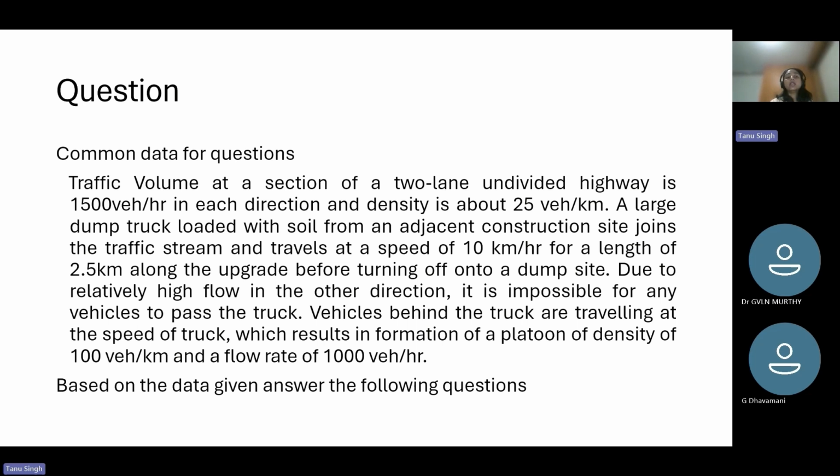Due to relatively high flow in the other direction, it is impossible for any vehicles to pass the truck. Vehicles behind the truck are traveling at the speed of the truck, which results in the formation of a platoon of density 100 vehicles per kilometer, and the flow rate is 1000 vehicles per hour. So this is the data based upon which we have to solve two questions.